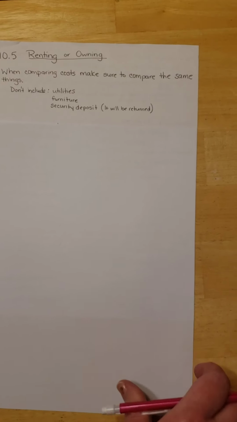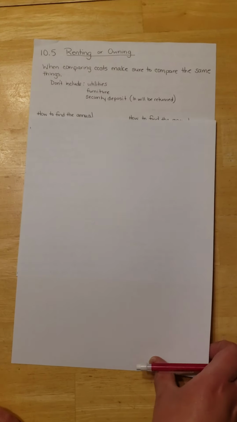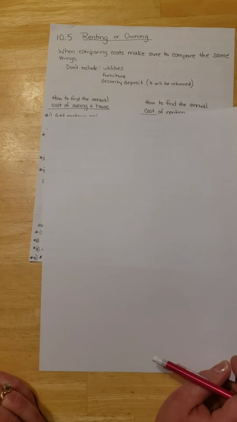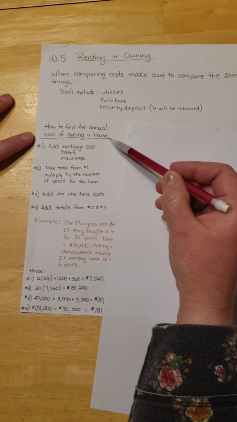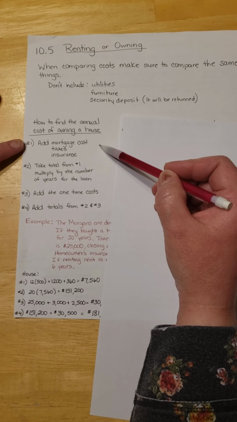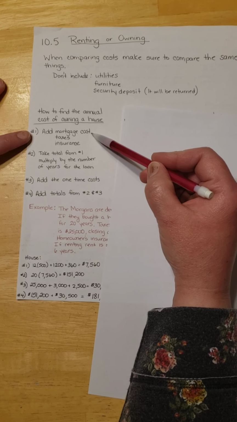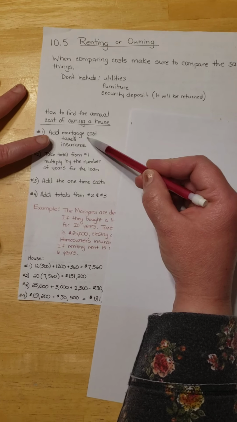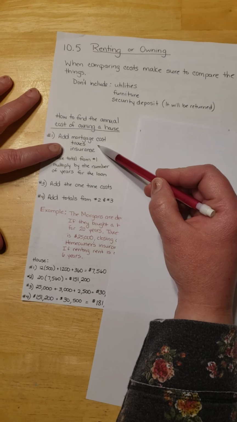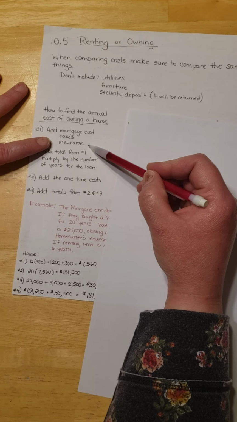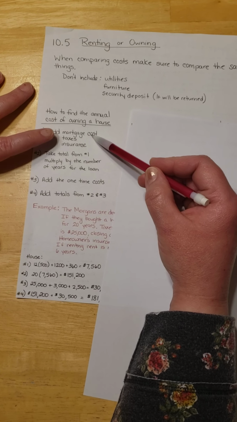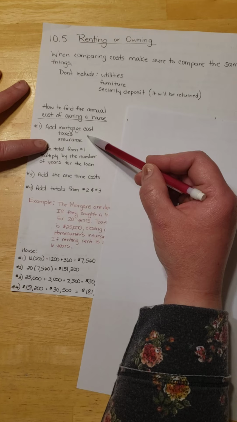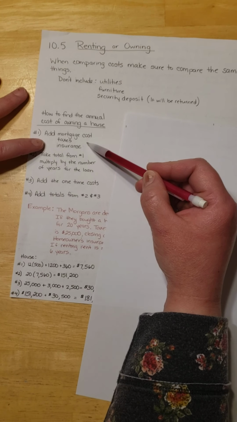So we're going to jump right into how to find the total cost. First, we're going to look at finding the annual cost of owning a house. What we're going to do is simply add together our mortgage cost, our taxes and insurance. Remember, our taxes and insurance are set up and paid for us when we do a mortgage, so those are all considered together.